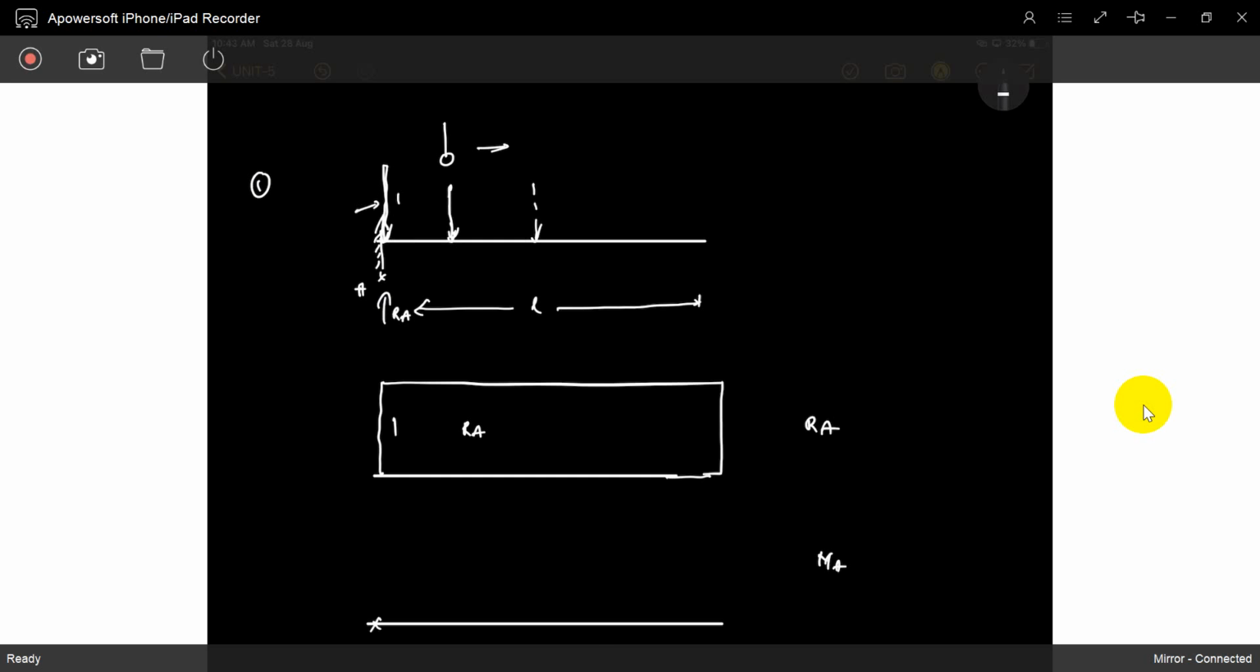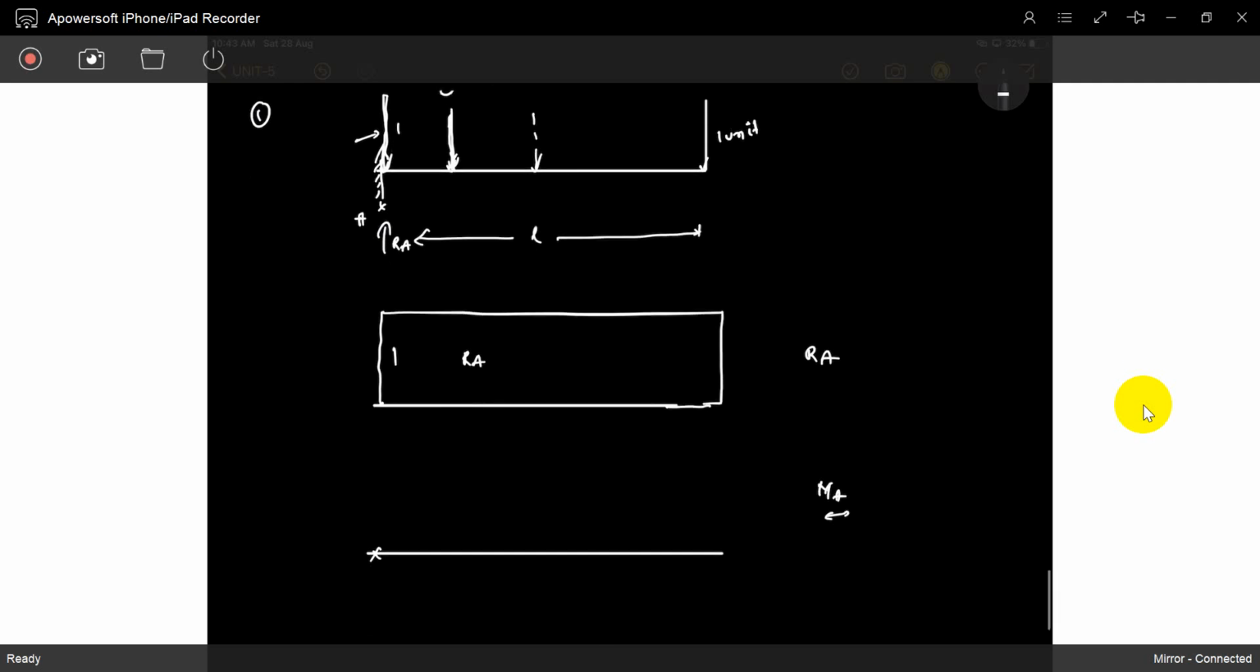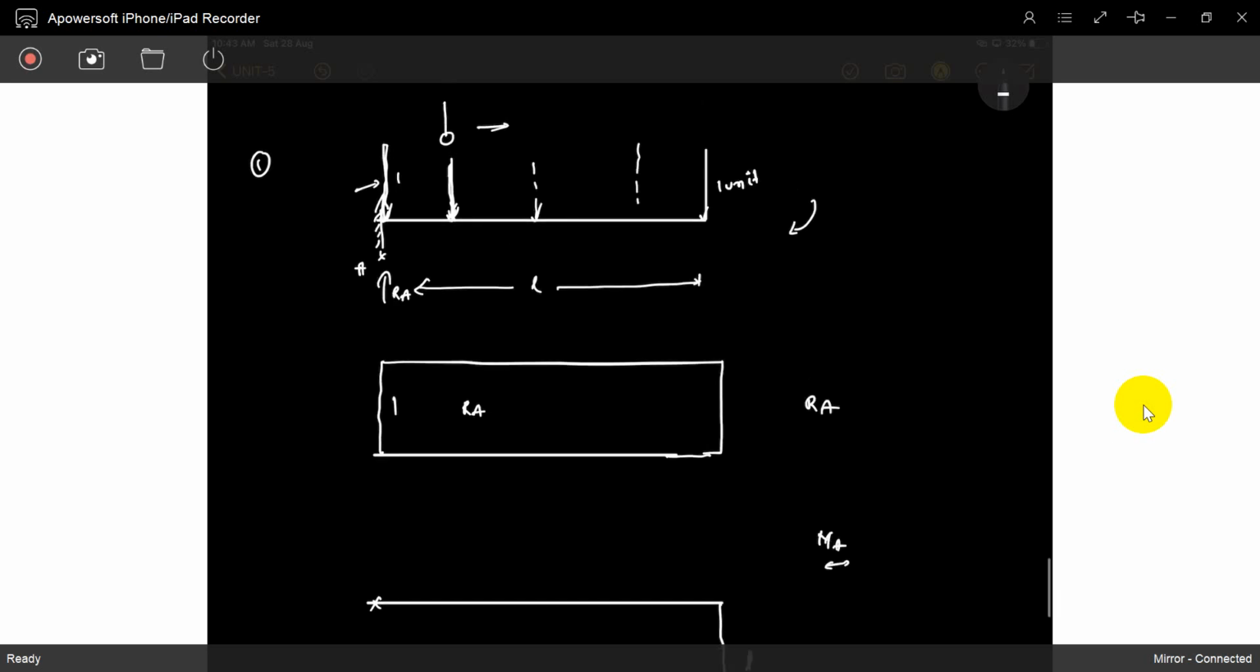Understood? 0. If the load is at a certain position, no need to take it. So I will take it at the end, that is the best choice. If the load is here, this is 1 unit. What is the bending moment at A? Only the bending moment at A. So 1 multiplied with the length, sir. That's it. 1 into L. It is a negative sign, it is going to be in this direction, so we will write it at the bottom. This is L.